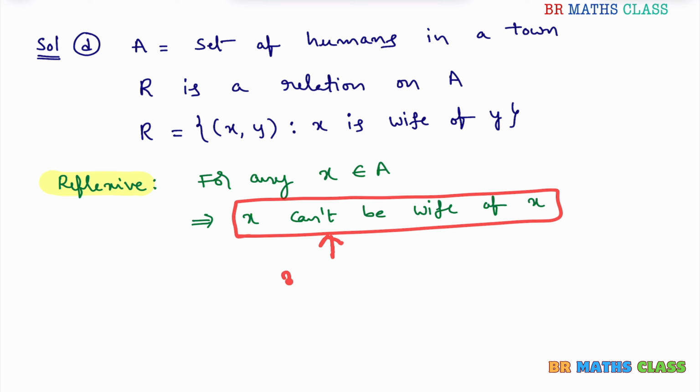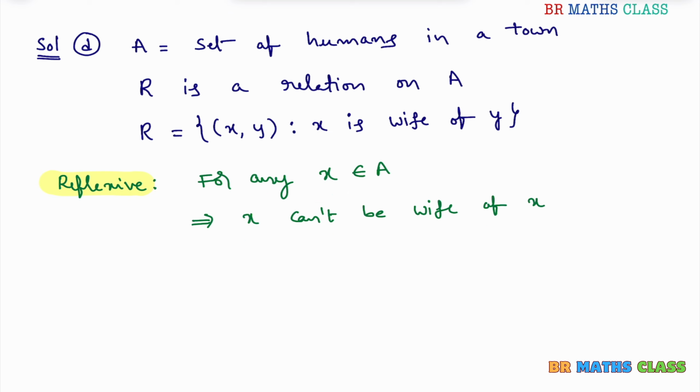So does the order pair x comma x belong to the relation or not? If x is a wife of x, then only the order pair x comma x belongs to the relation. Here x cannot be wife of x. It is not possible. So we will write that the order pair x comma x does not belong to the relation. Therefore, the relation R is not reflexive. This relation is not reflexive.